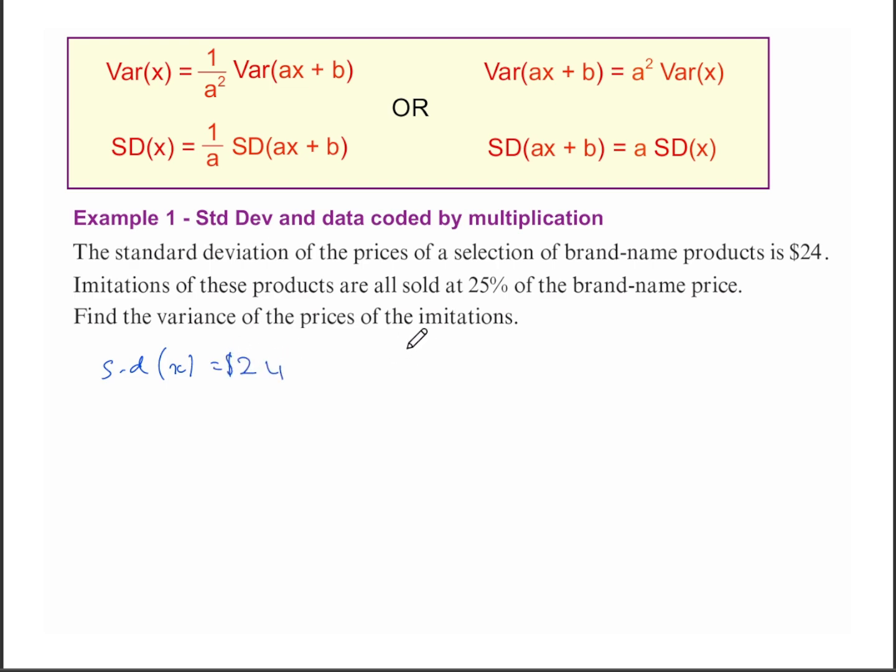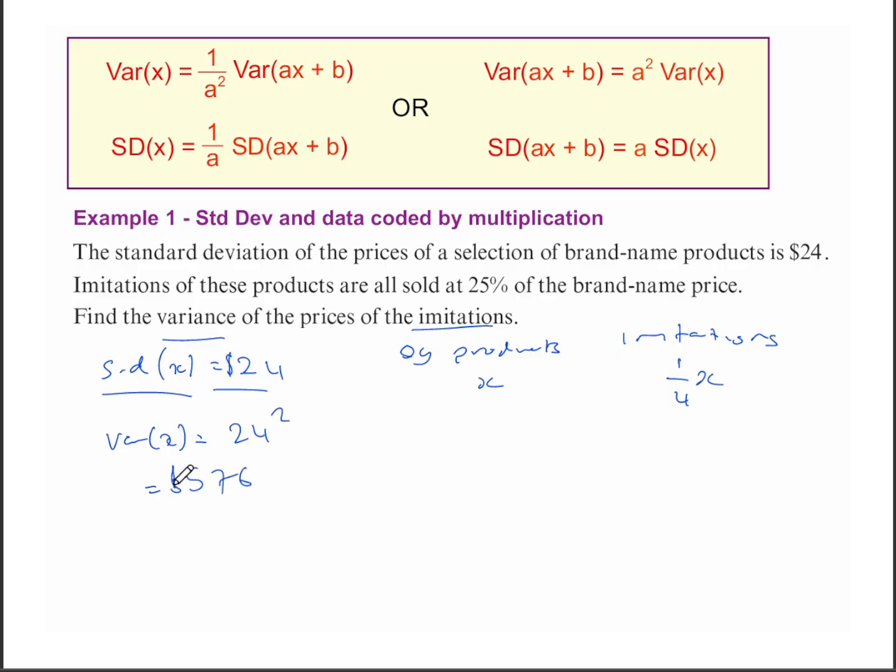And we know that the original products are sold at the price of X, while the imitations, or the copies for that matter, are sold at 25% of that price. So a quarter of that price, 1/4 of X. Then we are told to find the variance of the imitations. So we know the variance of the original sets of data is just that $24 squared. So variance of X is just equal to 24 squared, which is just $576.